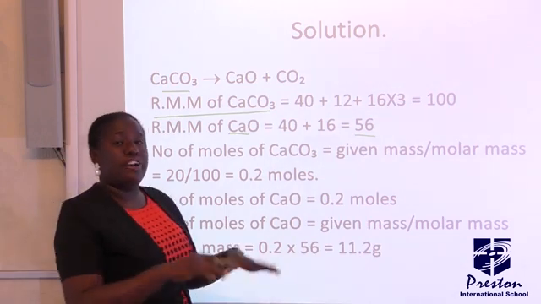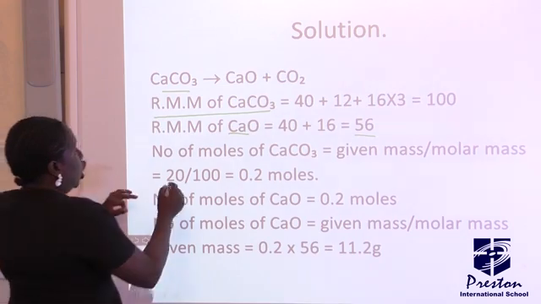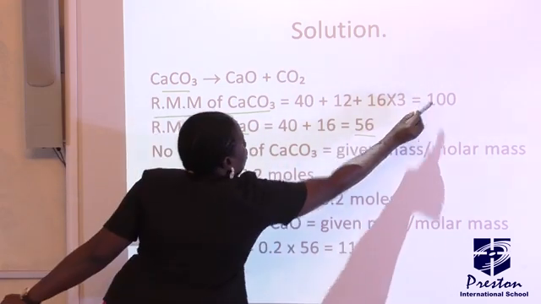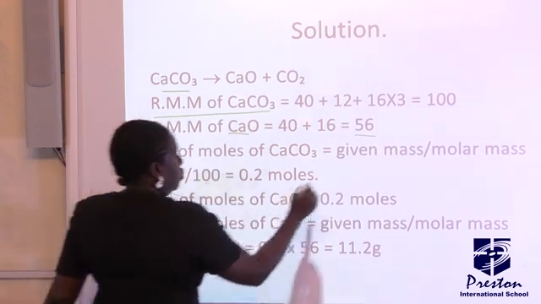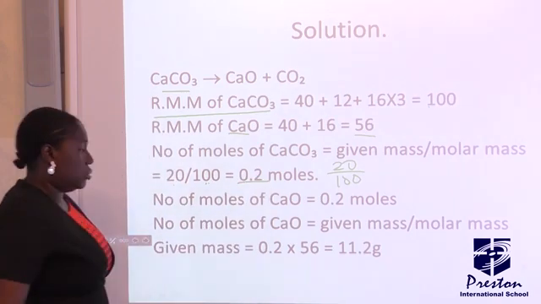Now, we know the formula that number of moles is given mass divided by the relative molecular mass. Your given mass for this was 20. The R.M.M from here is 100. So that means 20 over 100. That gives you 0.2 moles.